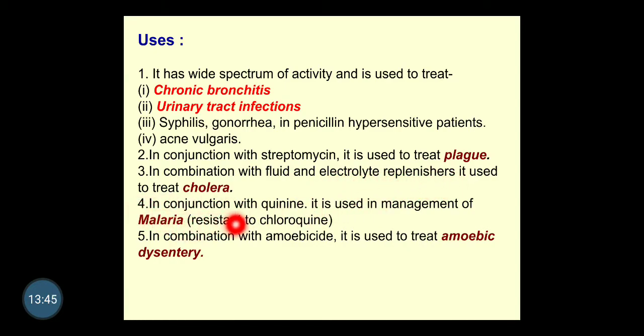Next, in combination with quinine, it is used in the management of malaria, in cases of resistance to chloroquine. If resistance has developed, this antibiotic is given in combination with chloroquine or quinine for the management of malaria. Next, in combination with amoebicides, it is used in amoebic dysentery also, along with other amoebicidal agents. That's why it has a wide variety of uses, and we had mentioned that it is a broad spectrum antibiotic.